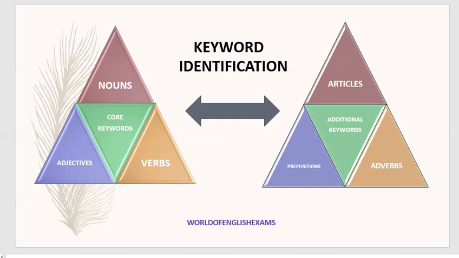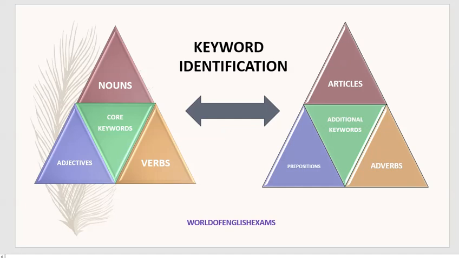The last core keywords are adjectives or describing words. Obviously, if an adjective is given, it is understood that these words will describe the nature of a noun, be it the color, quality, quantity, and so on. So these three, that is the nouns, verbs, and adjectives, are touted to be the core keywords in this scenario of keyword identification. I hope this concept is clear.